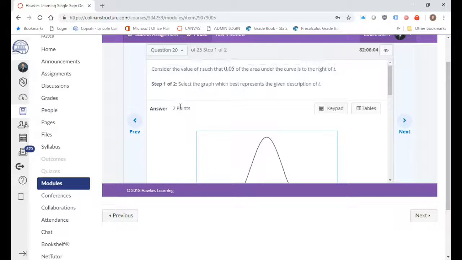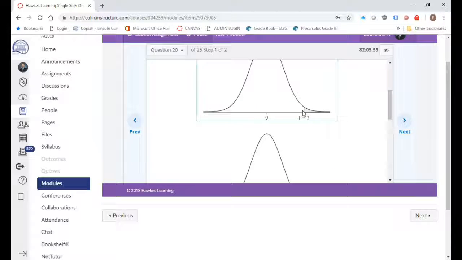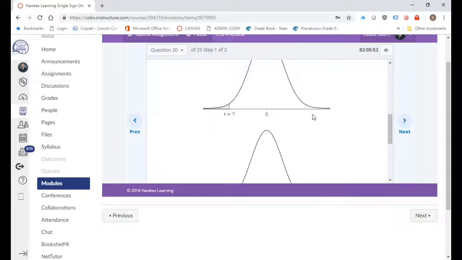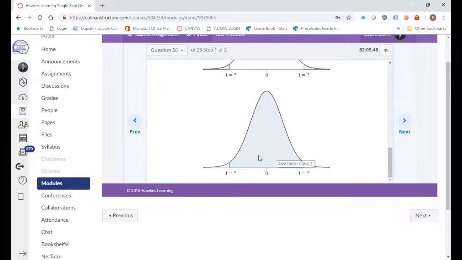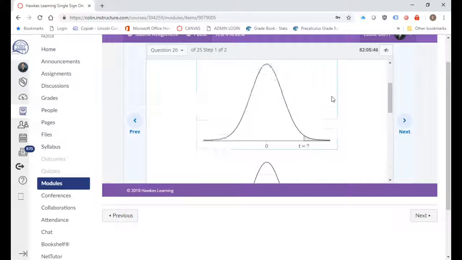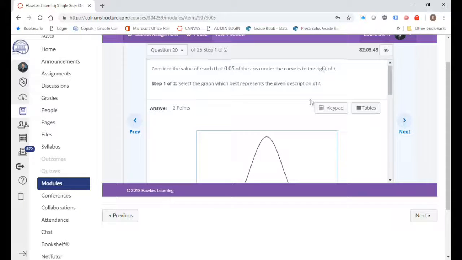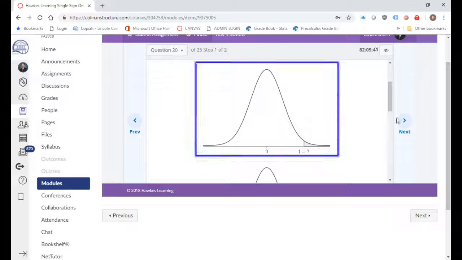All right. Now this one says, consider the value t such that 0.05 of the area under the curve is to the right of t. Select the graph. All right. Well, this area is to the right of t that's shaded. Now this is to the left of t. This is on both sides of t, and this is between t. So the only one that was to the right of t, like it asked, is the first one here. So it's that one. Just select that graph.